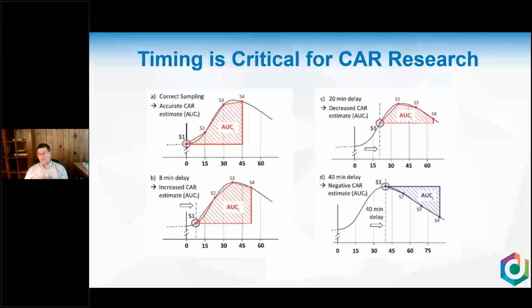And they, of course, discovered that just missing the timing of when it is taken, especially in the literature, can make a big difference. So if you delay it by 8 minutes, you actually increase the area under the curve, the way it's measured in the first 45 minutes. But if you delay it by 20 minutes, you can see the area under the curve shrinks down tremendously. And of course, if you delay it by 40 minutes, then you're on the opposite side of the curve altogether. And so what does this mean?